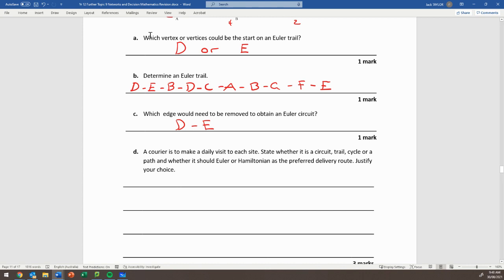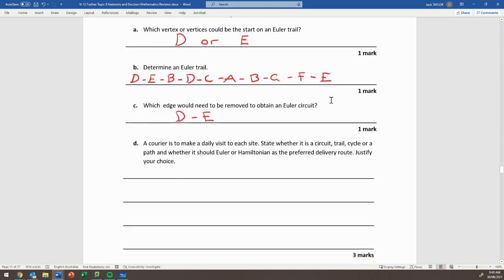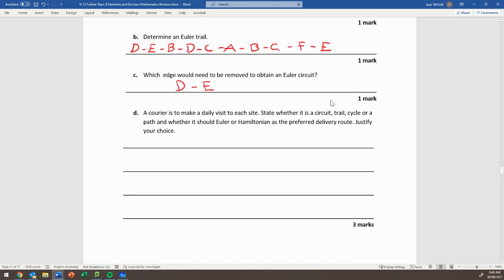Because we're only needing to visit every site, doesn't matter about every edge, Hamiltonian would be better. And there is nothing in here that says we need to start and finish at the same site, so therefore a Hamiltonian path is the most appropriate. This is a 3-mark question, so you do want to put some detail in your response.